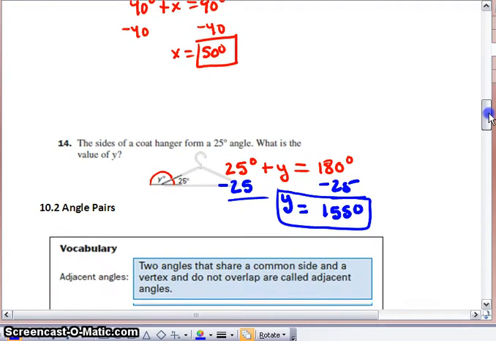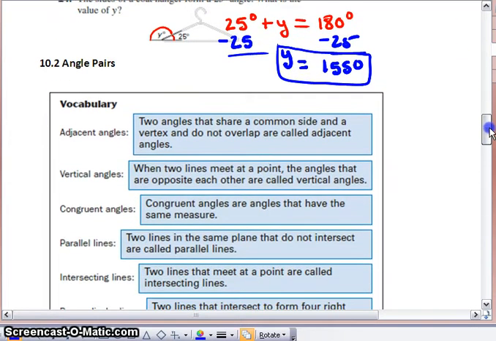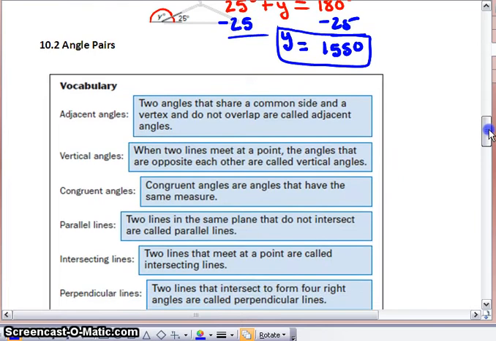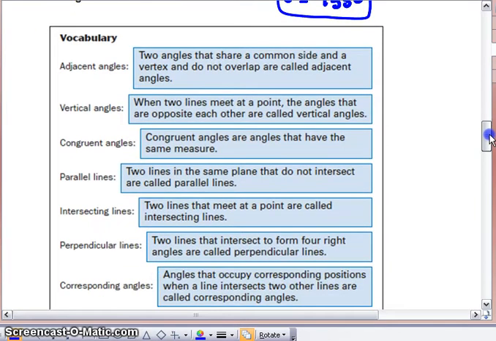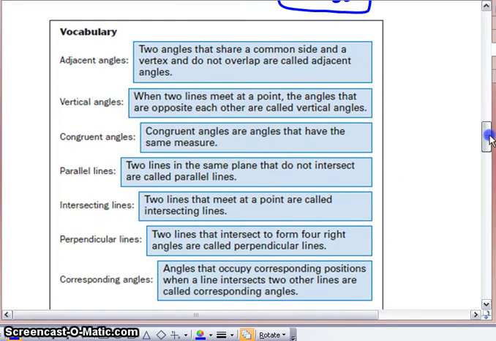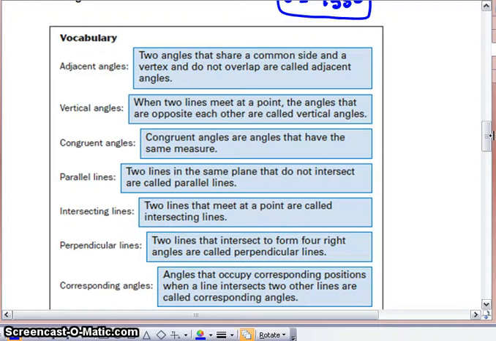The second part of this video is about angle pairs. So let's define some of the terms that have to do with angle pairs. I'm going to start by drawing two lines. So here's one line, and let's call this line A. And then I'm going to draw another line.